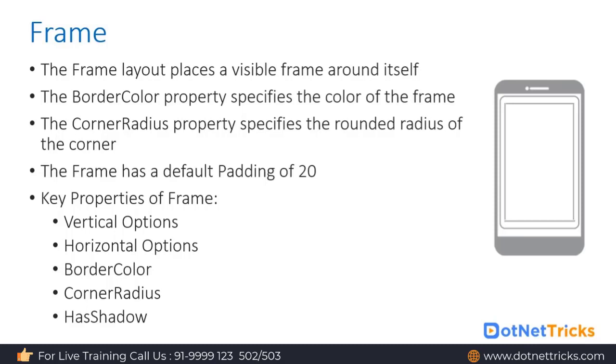The border color property allows us to specify or customize the color of the frame, and the corner radius lets us customize the radius of the corners. By default the frame will have a padding value of 20, and the key properties of these are the layout options property along with the border color and corner radius. And one other handy thing about the frame is it has a shadow property which is by default set to true. So that's all about the layouts with a single child in Xamarin Forms, and I hope you find this video helpful.